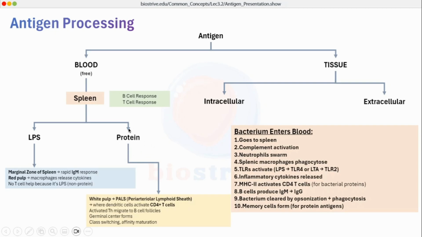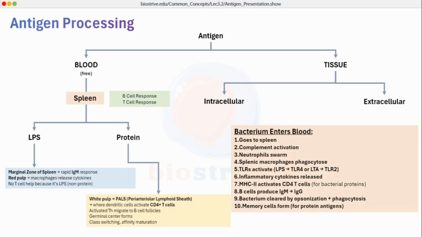The nature of the antigen is proteins, so there may be class switching, and class M will be switched to class G, and the bacterium clearance will be observed by processes like opsonization and phagocytosis. There will be formation of memory cells for these proteinaceous antigens for upcoming secondary infections as well. That's how the antigens of blood will be processed, and the nature of the antigen will decide the sequence of events of processing of these antigens.